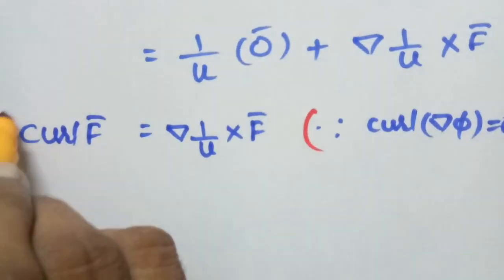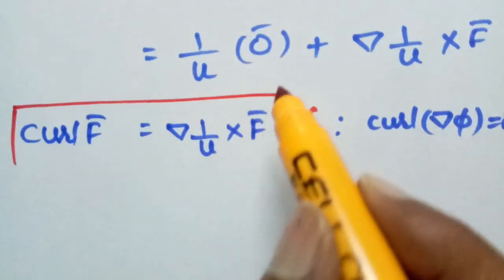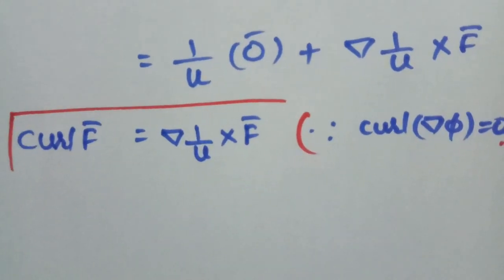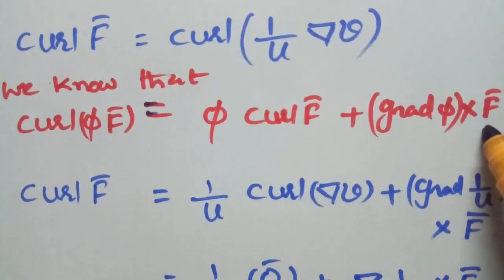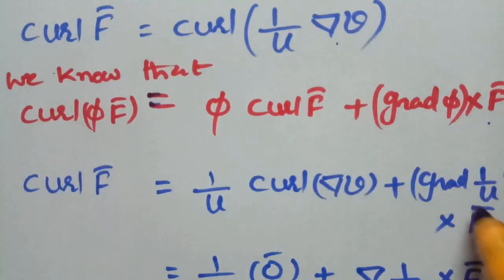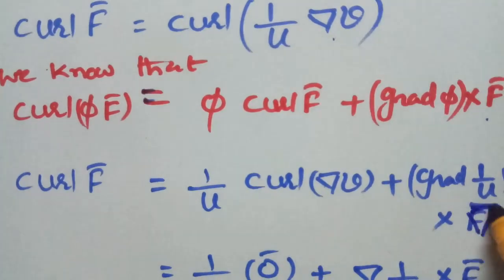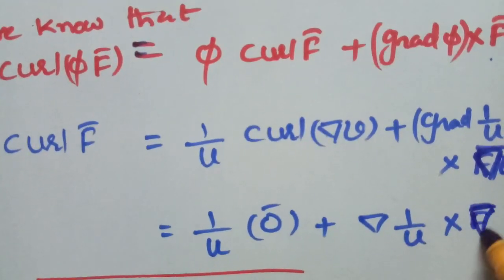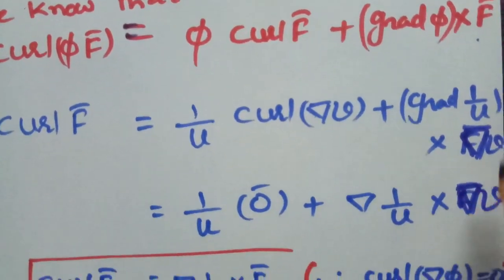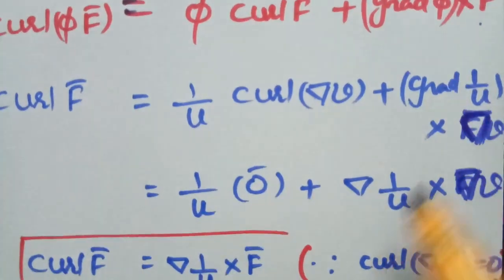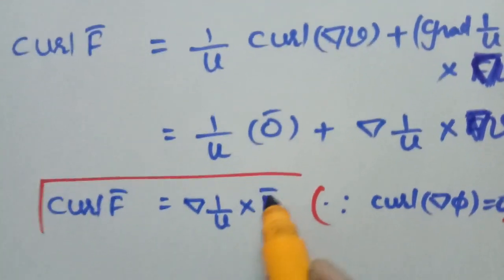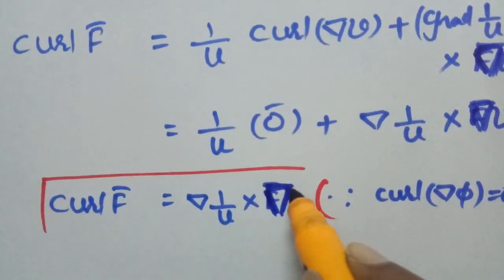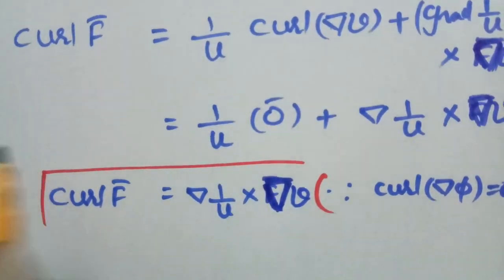Now, here instead of F bar, we have to write del V. So, del V. Here also we can write del V.